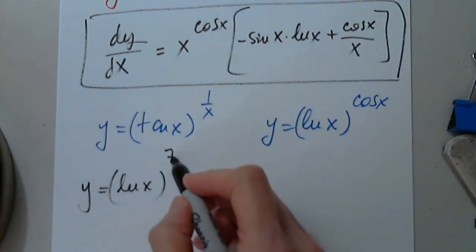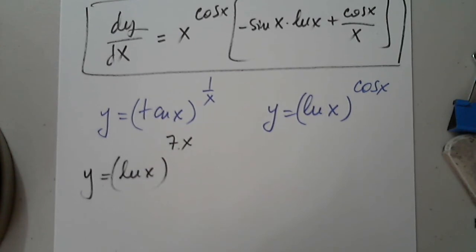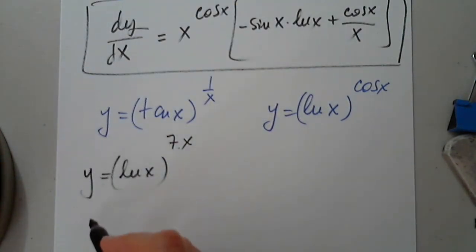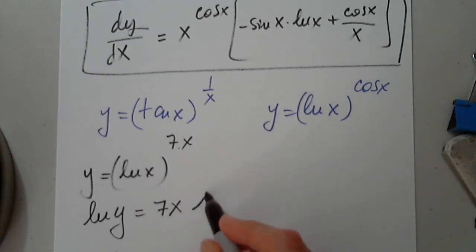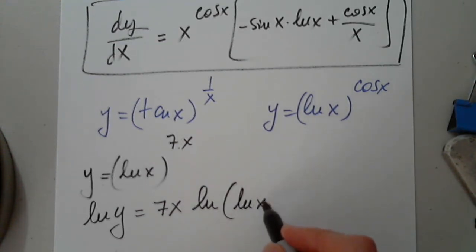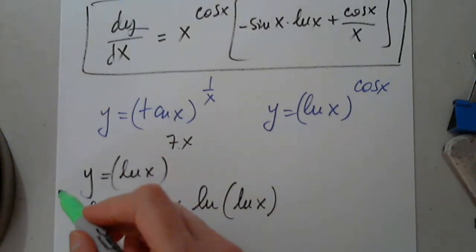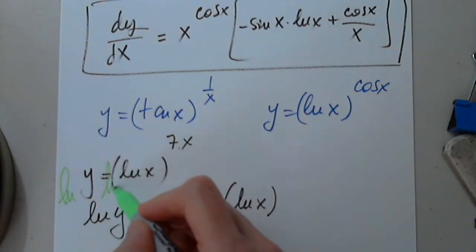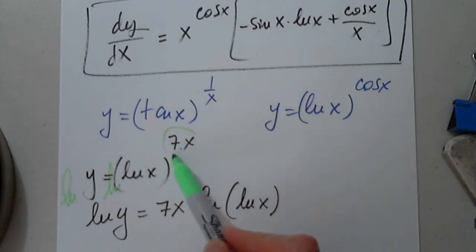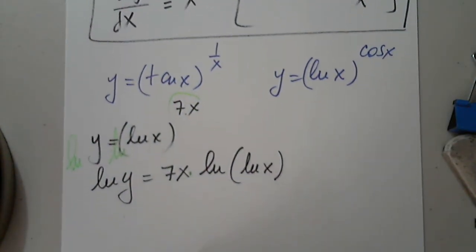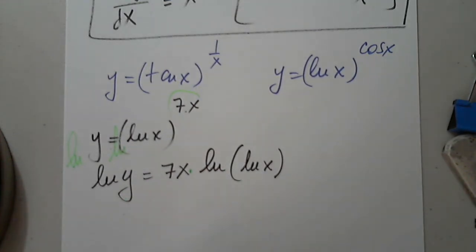7x. 7x, perfect. Okay, so in step number 1, we apply natural log. So we have y equals natural log x raised to 7x. Careful, natural log of natural log x. So I skipped a couple of steps here. I apply natural log here and natural log here. Natural log y, I have natural log of natural log x, and 7x goes in front. Now we are ready to differentiate. So let's differentiate.